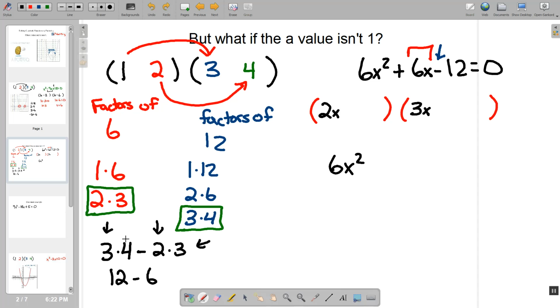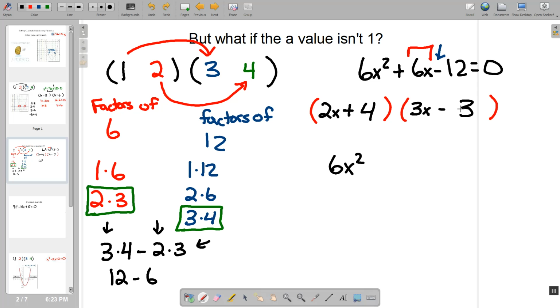But in this problem, I need to do a 3 times a 4, and it has to be a positive 4. Now, if I put the 4 here, I will never multiply it times this 3. You only multiply by what's in the opposite parentheses. So the 4 has to go here to create a positive 12 in this situation, x. Then the opposite number has to be a negative 3.